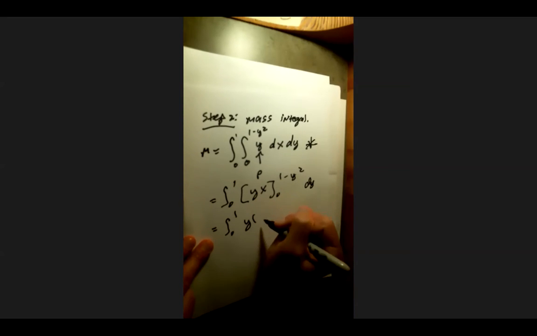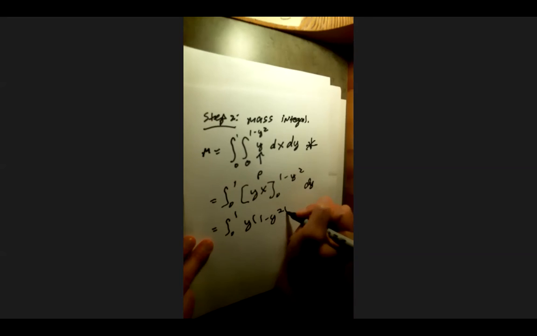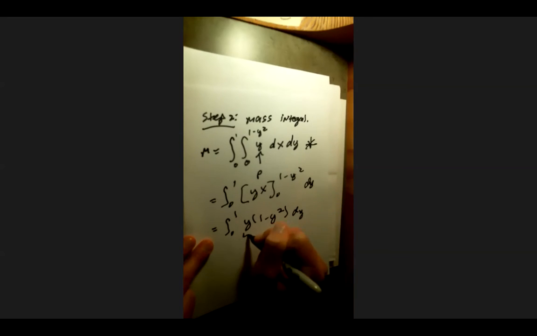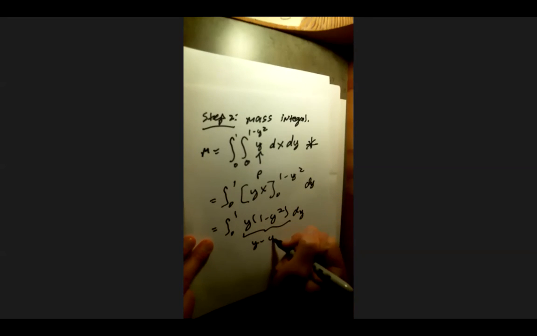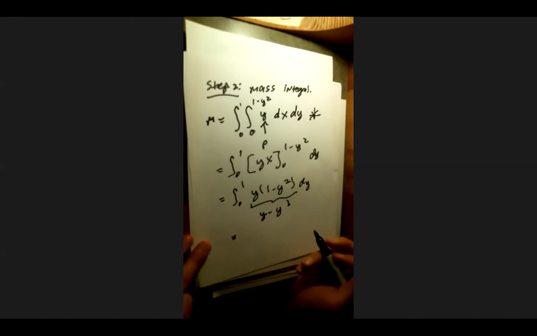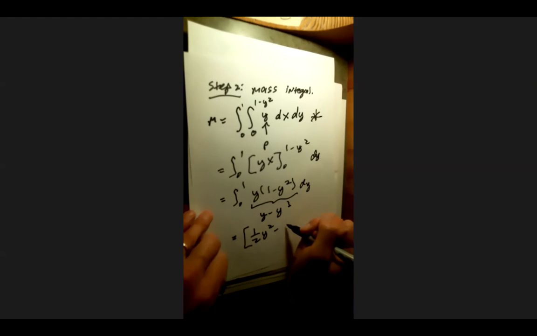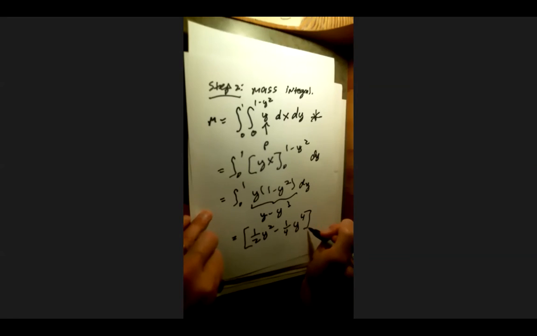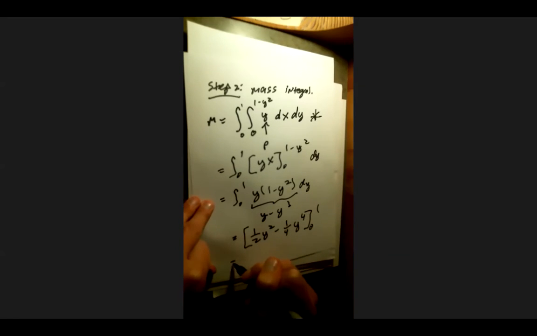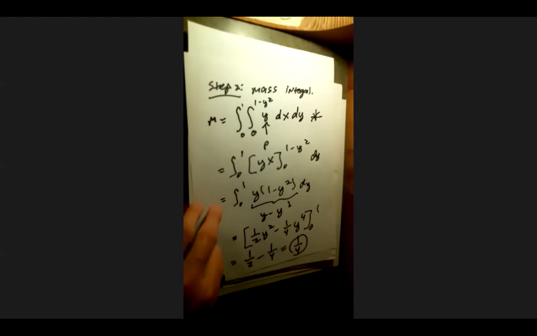So y times 1 minus y squared dy, y minus y cubed. So this is going to be 1/2 y squared minus 1 over 4 y to the 4th from 0 to 1, half minus a 4th, or a 4th.